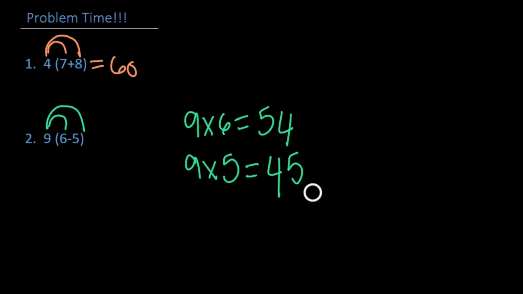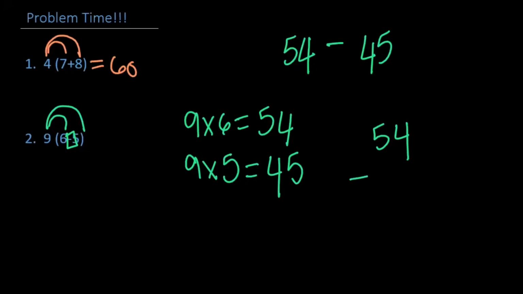Okay, so we have 54 and 45. But remember, it's a subtraction problem, so the first number, which is 54, would be there, and then minus, because it's a subtraction problem, and then it would be 45. Now we subtract 54 minus 45.